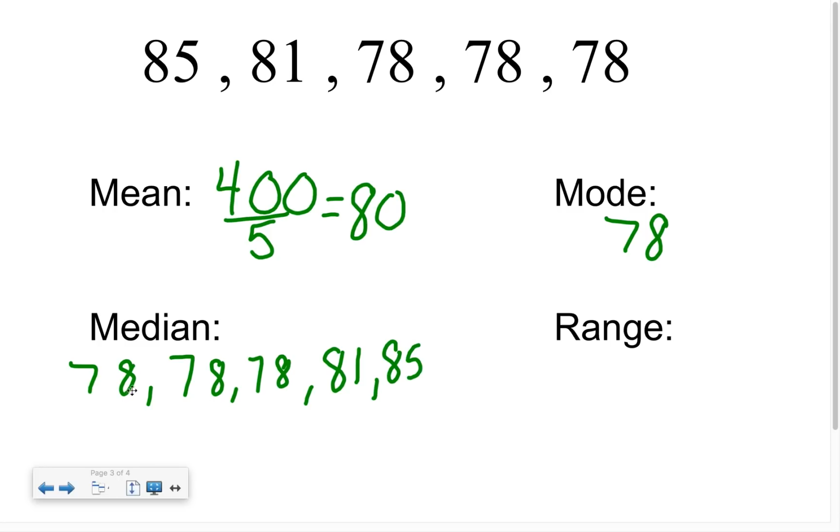Okay. To find the median term, we want to look in the middle. Easy way to do this is we cancel one out on the top and on the bottom. Then another one. We see that our middle term here is 78. That's going to be our median.